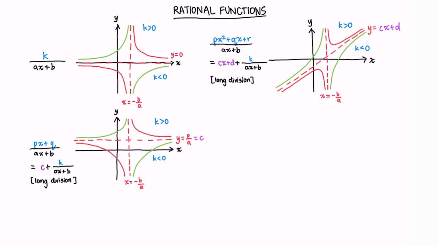Here's a summary sheet for rational functions. Please try to remember all the different shapes of the curves, and remember, for linear numerators and quadratic numerators, you must perform long division before you can start drawing the graph. This is so that we can identify the horizontal asymptote and the oblique asymptote, as well as using the k over here to determine the shape of the graph, whether it's in quadrant 1 and 3 or quadrant 2 and 4.